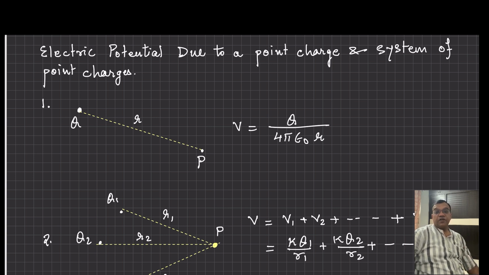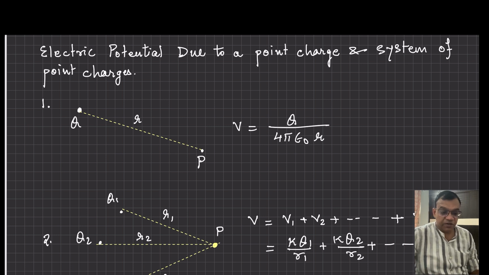Again, remember, whenever you are writing the potential expression, charge has to be substituted with sign. It is not a vector quantity, but still in potential you have to write the sign. In the expression we are going to see, charge you have to substitute with sign. If negative charge, with minus sign. If positive charge, with positive sign.